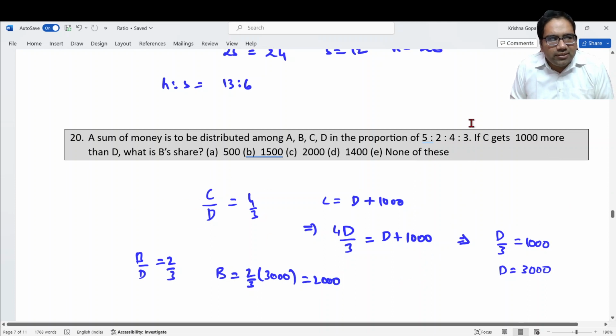What is C by D, which is given here 4 is to 3, and C gets 1000 more, C equal to D plus 1000, and then substitute this equation. C equal to 4 by 3 D here. 4 by 3 D is equal to D plus 1000 and solve for it.